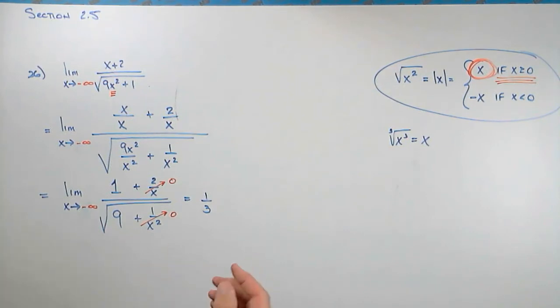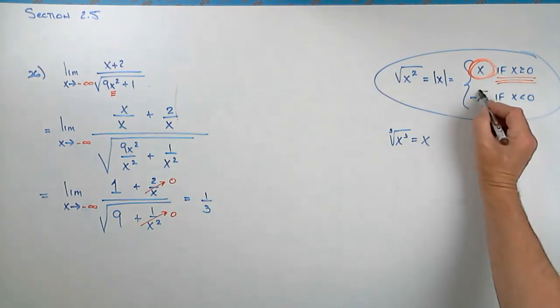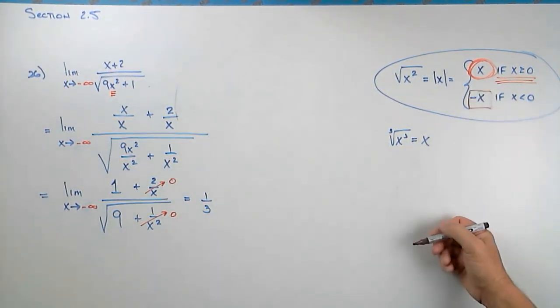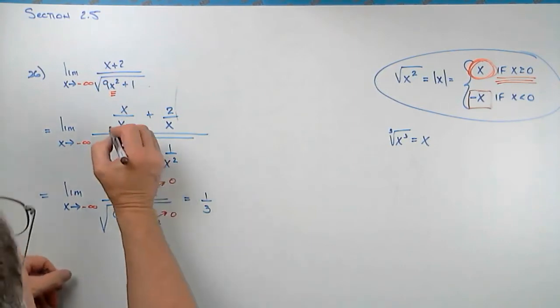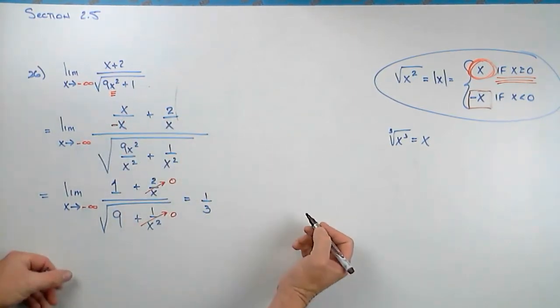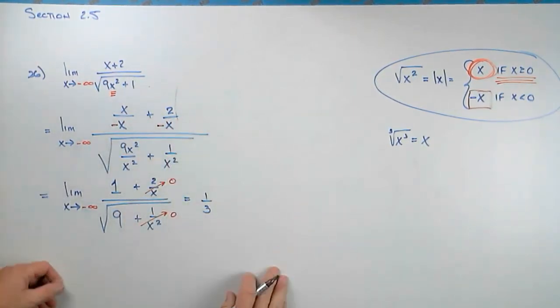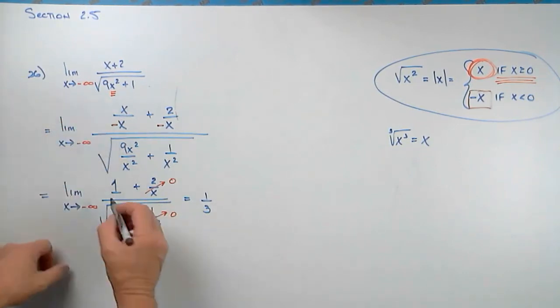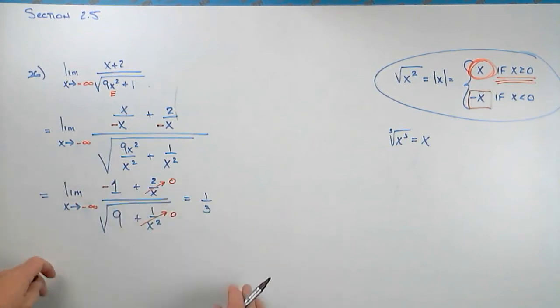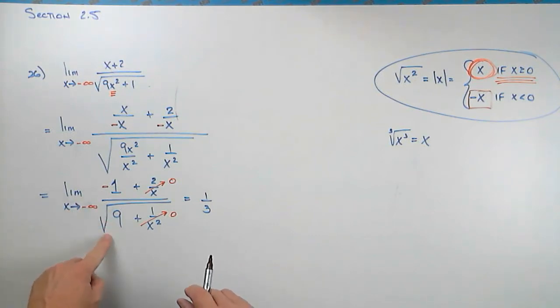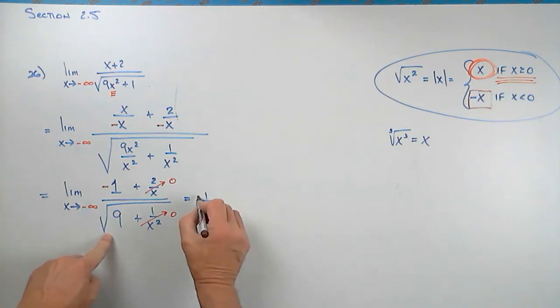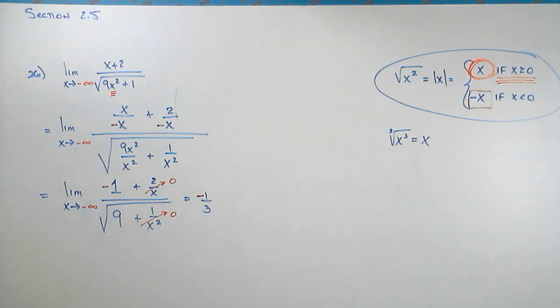well, then when we come over here, x is going to negative infinity. X is clearly less than 0. This is what we would be replacing by. In other words, this would be a minus x. This would be a minus x. When we came down here, x divided by negative x would give us a negative 1. And now we would have negative 1 over 9, and we would get negative 1/3.